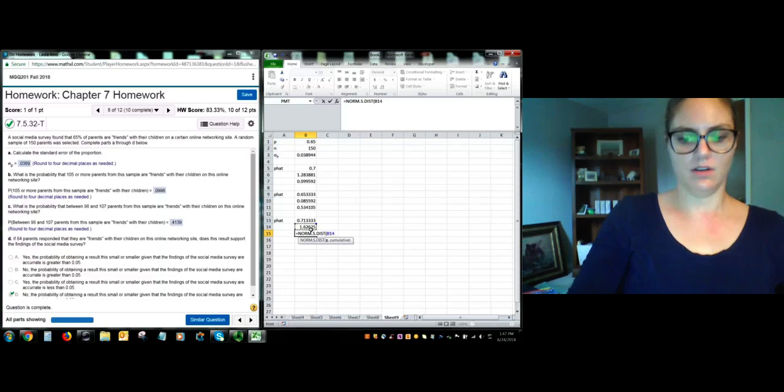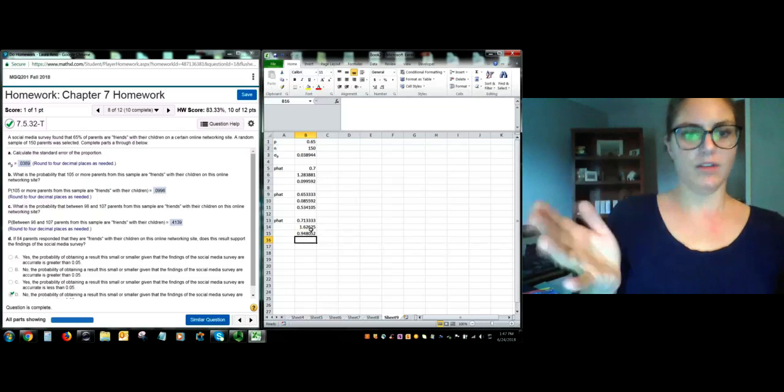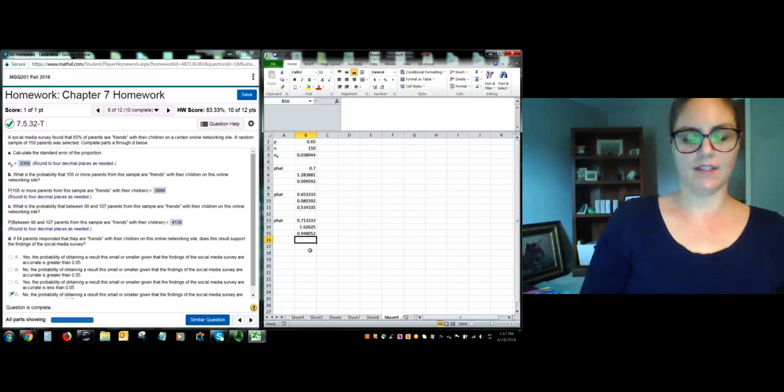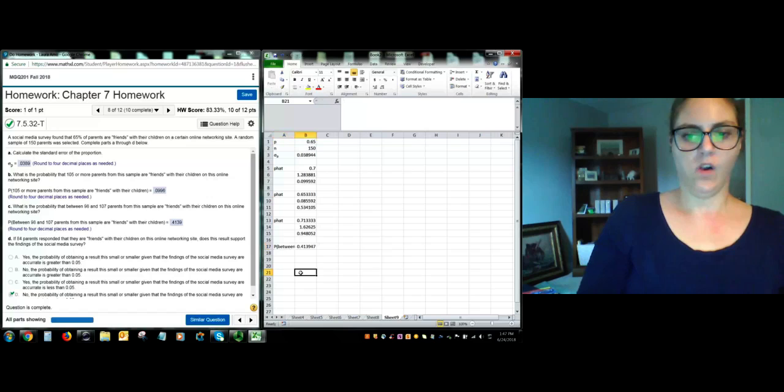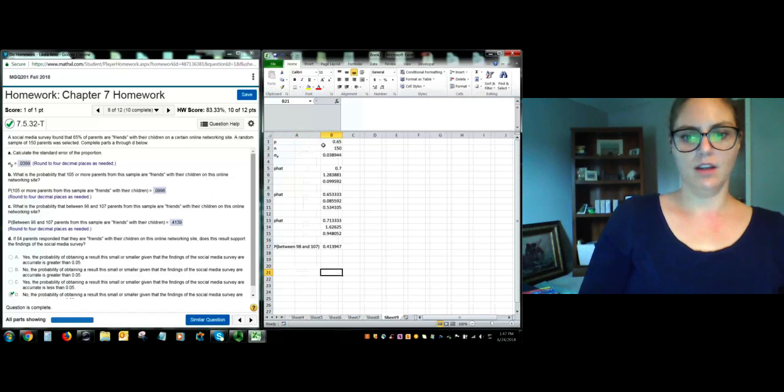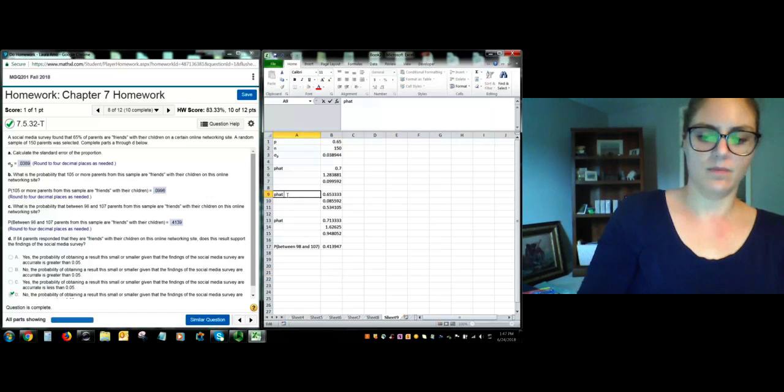The standard normal distribution. And recall, whenever they're saying between, so the probability that something is between, it is going to be this minus this, that 0.1439. So this is the probability that between 98 and 107. So the first thing we have to do there, again, convert both 98 and 107. P hat 98, P hat 107.